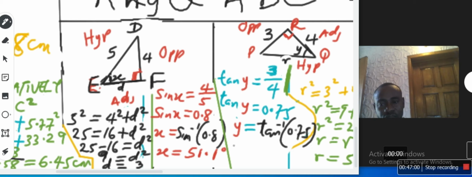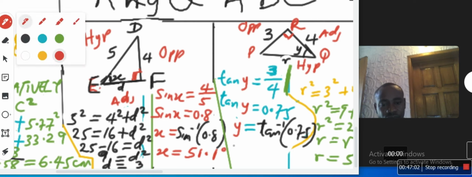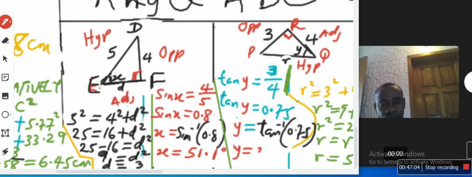So y is 36.86, which is 36.9 to one decimal place. It's good to round off angles. Most examiners will require you to approximate angles to one decimal place. Okay, so this is the general rule.